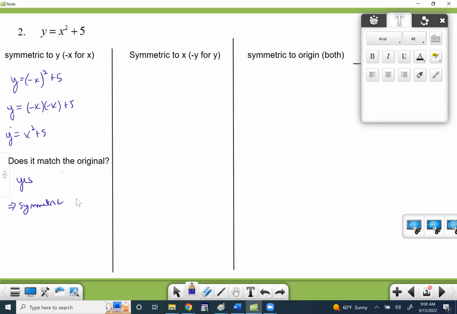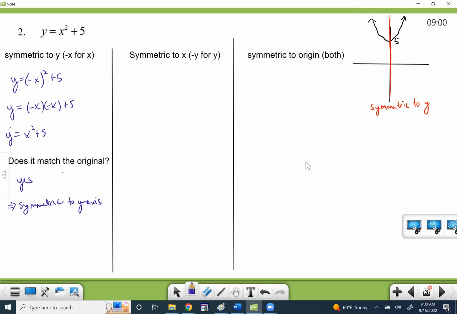Now, you can't stop and be like, I found the one, right? You do have to keep going because you have plenty of figures that are symmetric to multiple things. For example, if you looked at a circle or an ellipse, imagine I could draw a good ellipse. That would be symmetric to the y, symmetric to the x, symmetric to the origin, right? So you would have to legitimately check all of these because it could be various ones.